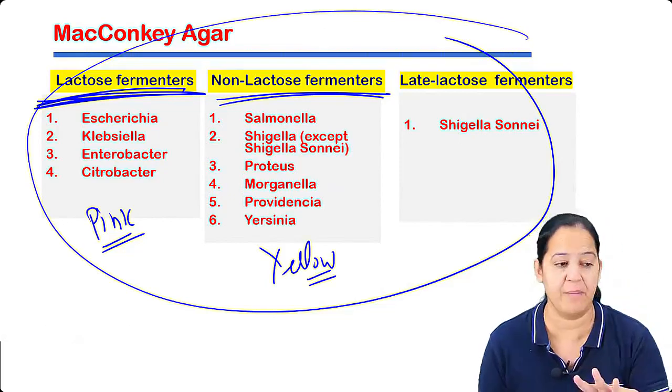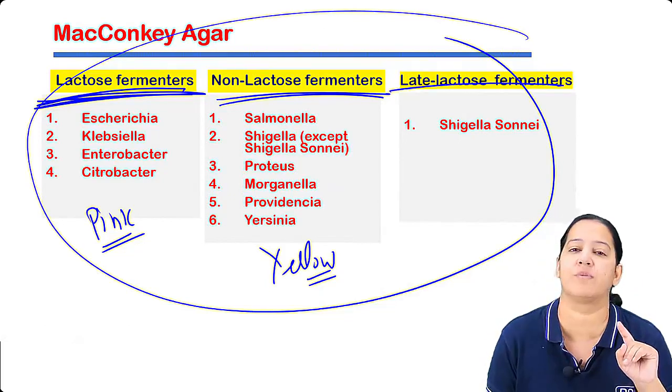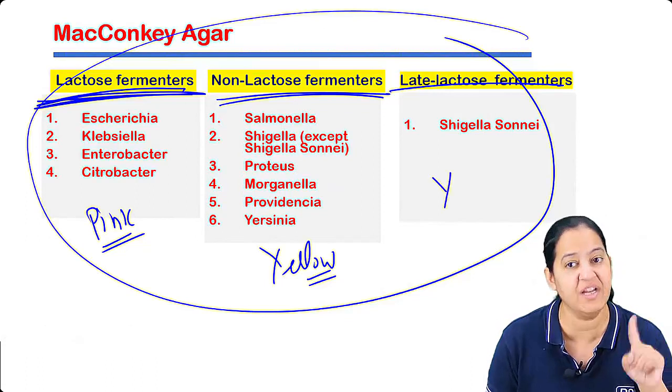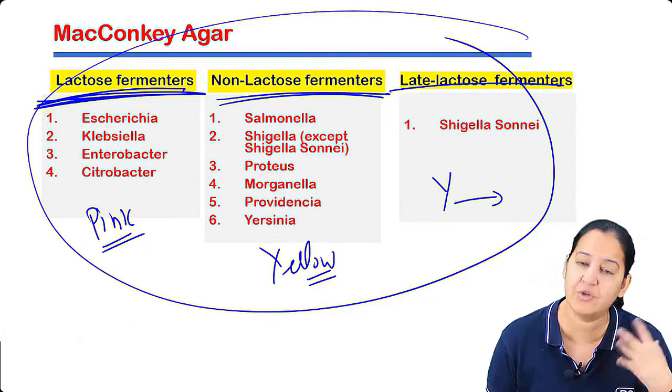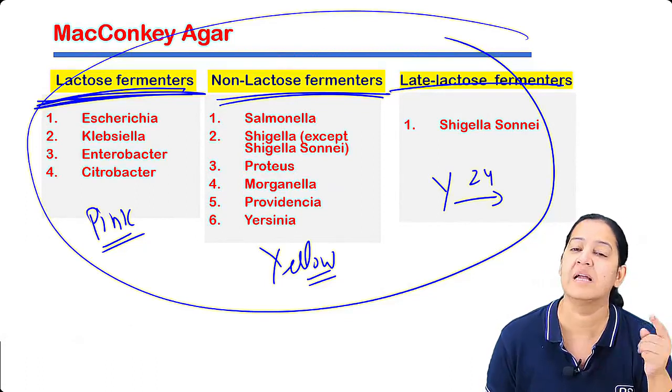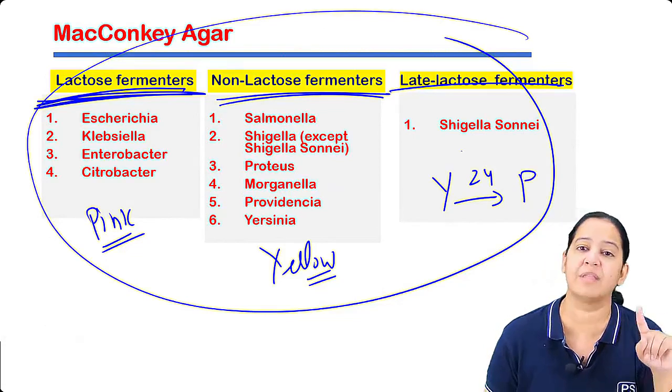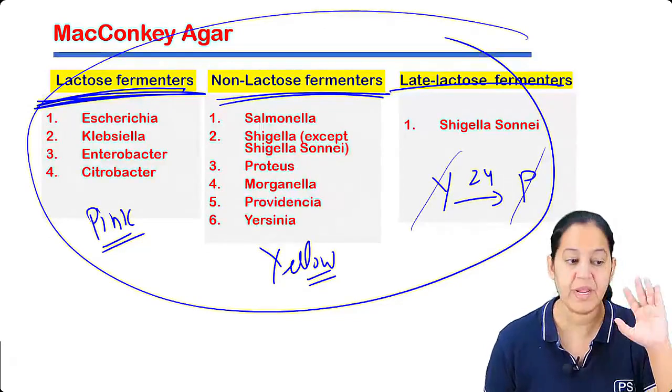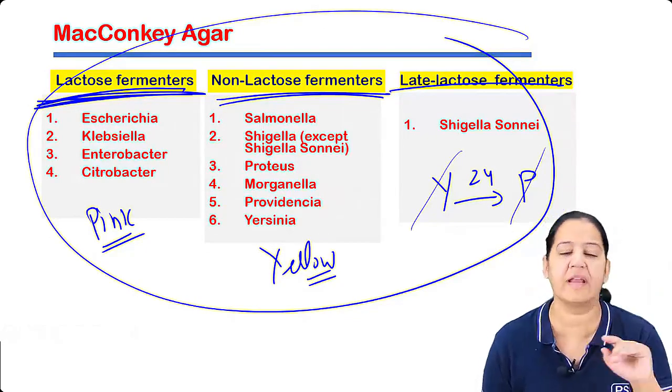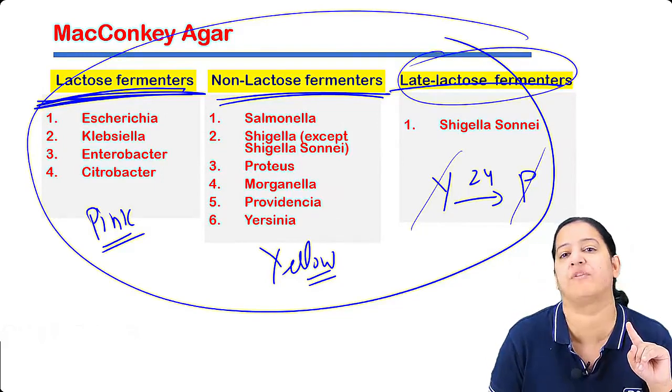What is the third family? Third family is a late lactose fermenter. What do you mean by late lactose? Initially it is yellow, but later on, gradually in 24 to 48 hours, it gets converted to pink. Initially it is yellow, but later on gets converted to pink. That's why late lactose fermenter.